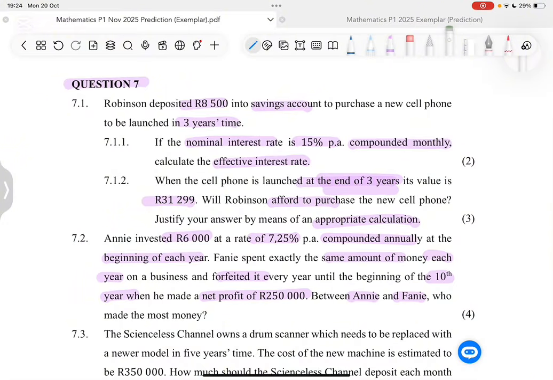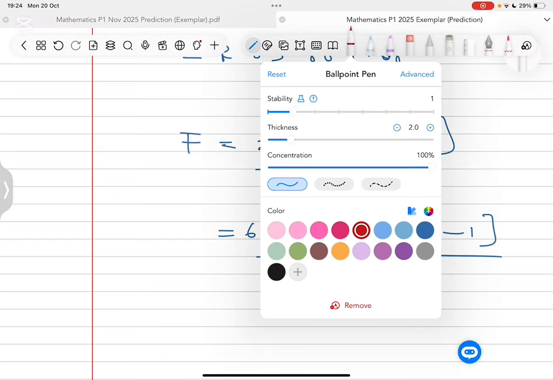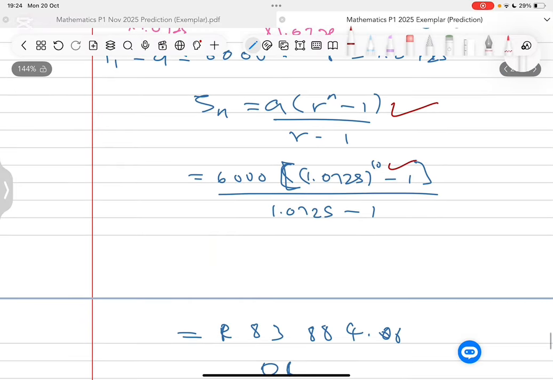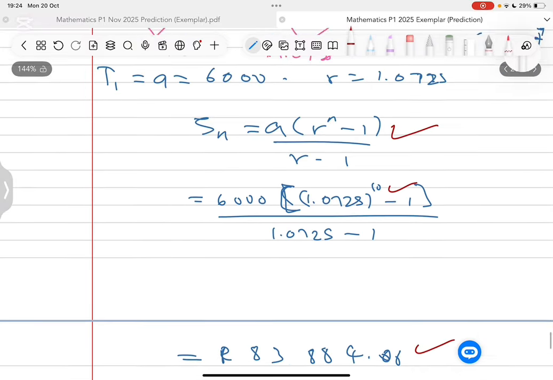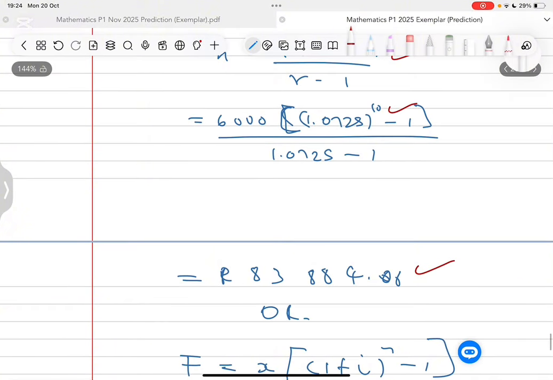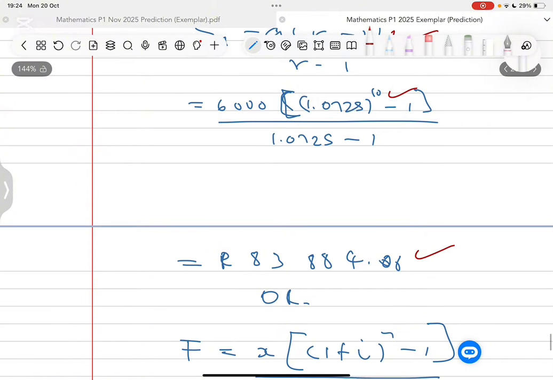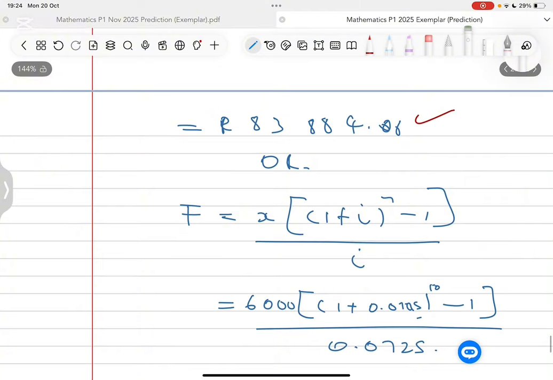Now, this question is marked out of 4 marks. What they mark here is the fact that you used the correct formula, you did the correct substitution, and then you got that answer. But remember, you have to answer your question in words to say Fanny has made more money than Annie, because the net profit that Fanny has is 250,000, and the money that Annie has accumulated over that 10-year period is 83,000. That statement will give you another mark, for 4 marks.